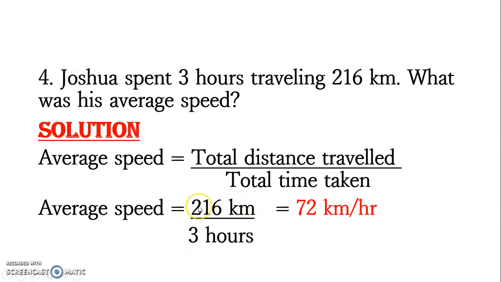3 cannot go into 2, but 3 can go into 21. So 3 into 21 is 7, and 3 into 6 is 2. Therefore, average speed is equal to 72 km per hour, because the time given was in hours. So we'll get 72 km per hour.